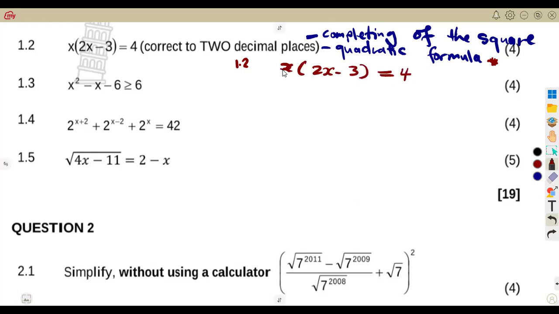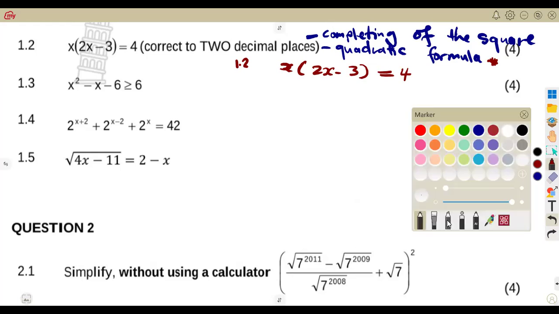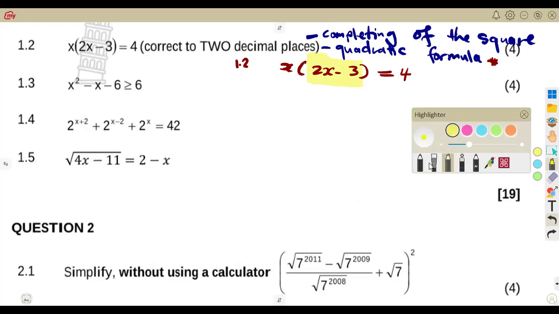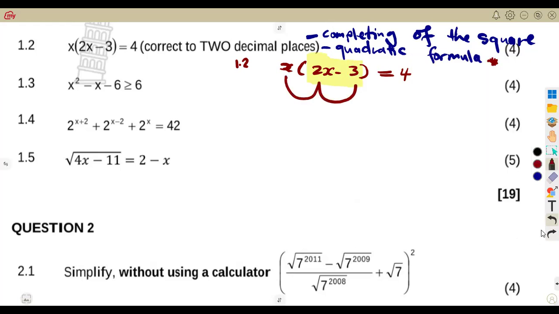So make sure that you expand the bracket. As you can see there, we must distribute by x, which is outside of the bracket, to multiply everything. So that's x times 2x, which is going to be 2x squared, and x times minus 3 is going to give us minus 3x. That is equal to 4. So as we can see, we formed a quadratic equation. The highest exponent there is 2.